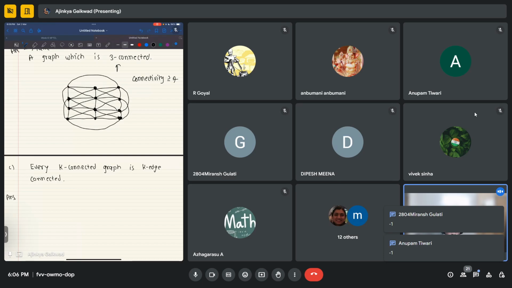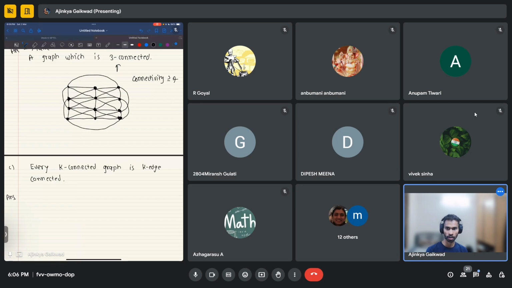Okay, so those of you who think the answer is false, please try to construct a counterexample. And if you think it is true, try to construct some proof which will prove the statement. So take a minute and think it through.